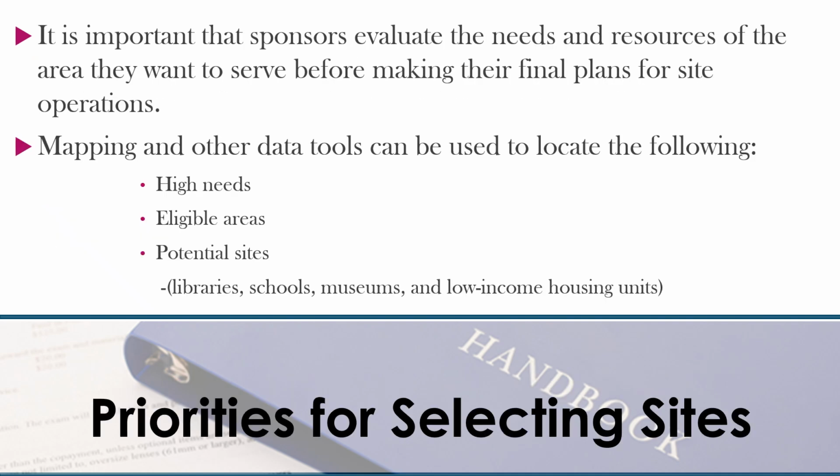It is important that sponsors evaluate the needs and resources of the area that they want to serve before making their final plans for site operations. Mapping and other data tools can be used to locate the following areas: high need areas, eligible areas, and potential site locations such as libraries, schools, museums, and low-income housing units.